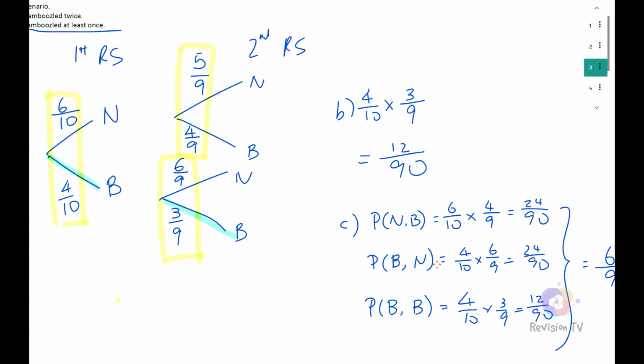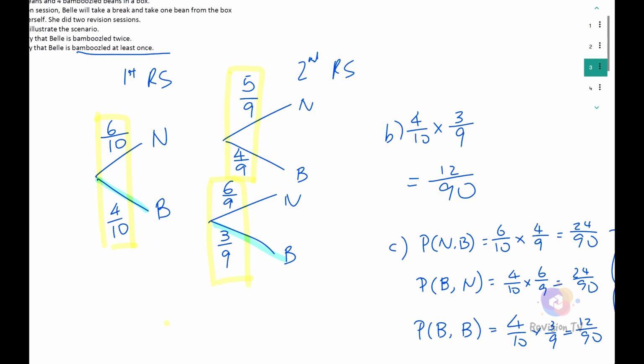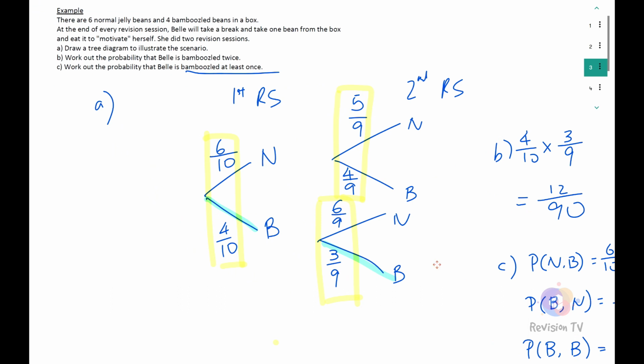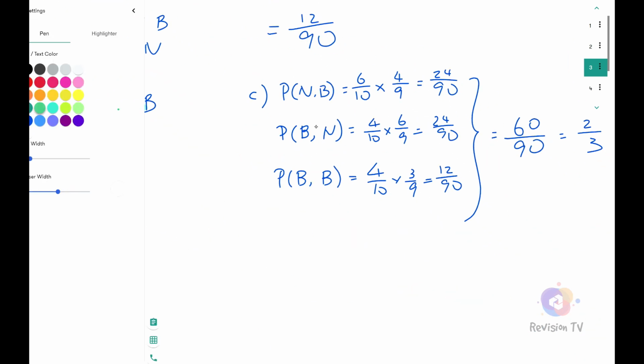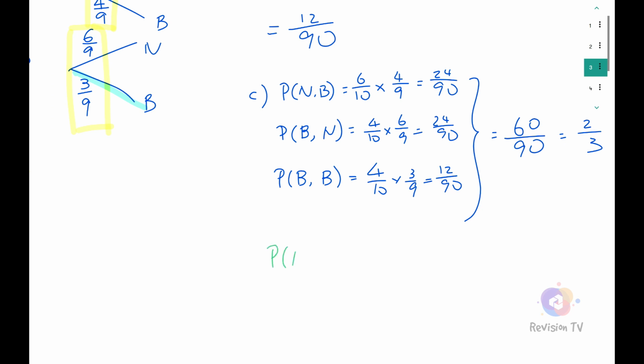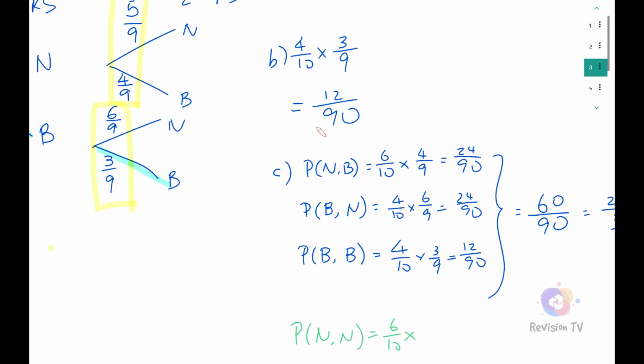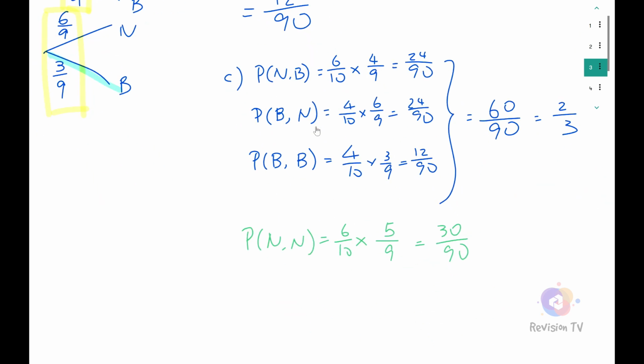Is there a smarter way of doing it? Of course. Probability of bamboozled at least once means you can work out the probability that she gets no bamboozled. That means she picked normal twice, and subtract that away from 1. So if we do it another way, her chance of getting no bamboozled means normal and normal, which is 6 out of 10 times 5 out of 9. That will be 30 out of 90. Therefore, the probability of getting bamboozled at least once will be 1 minus 30 over 90, which is the same as 60 over 90. So that is a quicker way, of course.